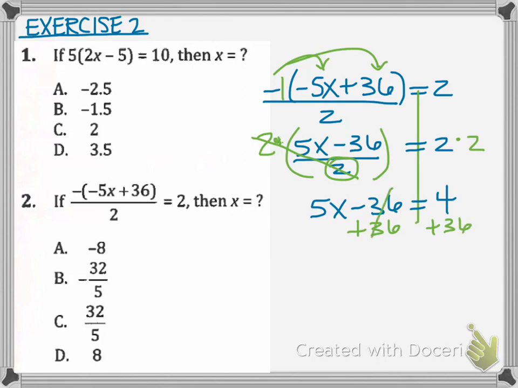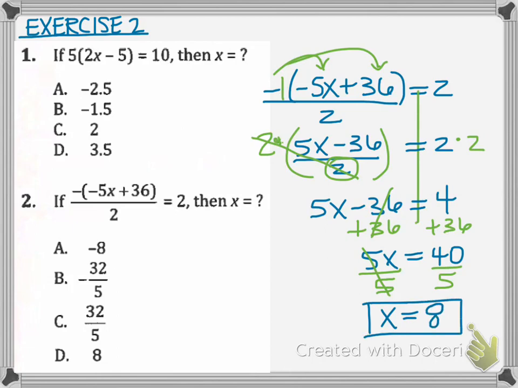So now on the left we have 5x. On the right we have 4 plus 36, which is 40. And then the last thing we'd want to do is divide by our coefficient in front of our variable, which is 5. So x equals 40 divided by 5 is 8. So your answer to number 2 is D.